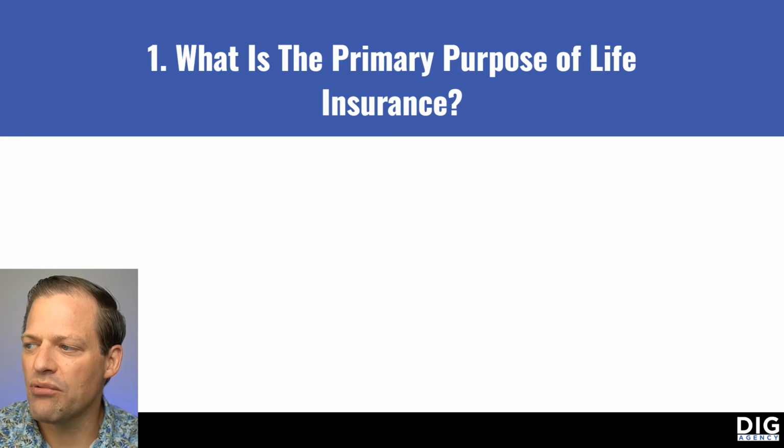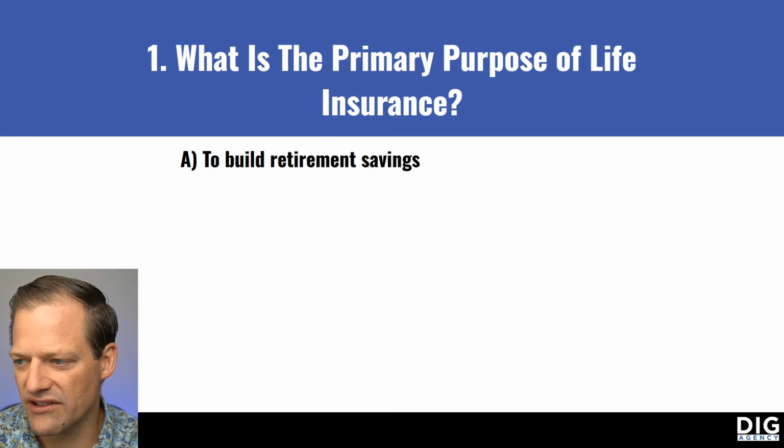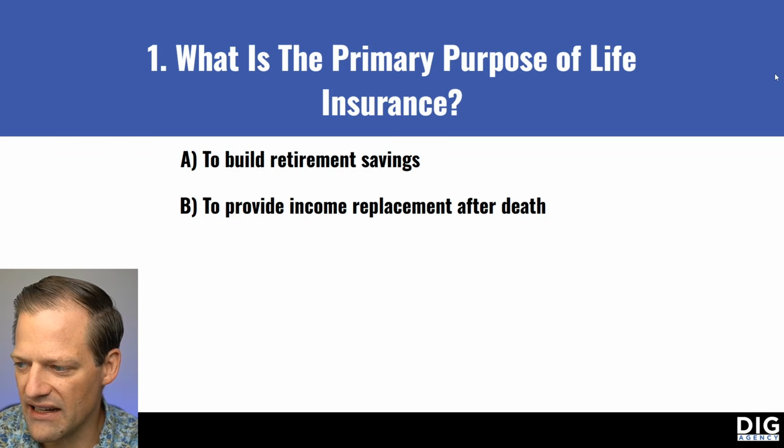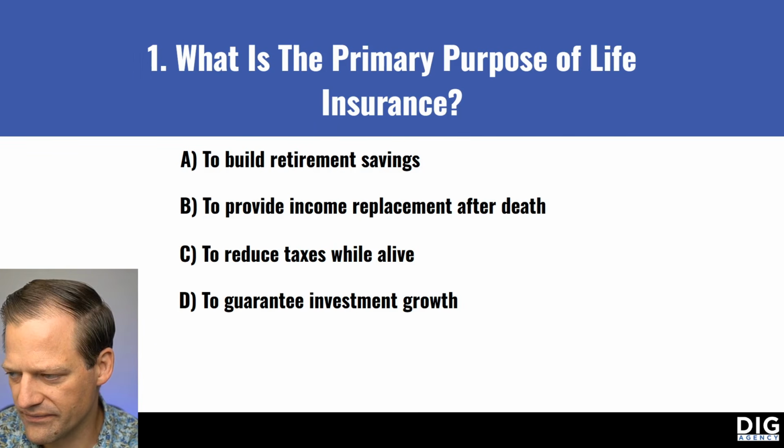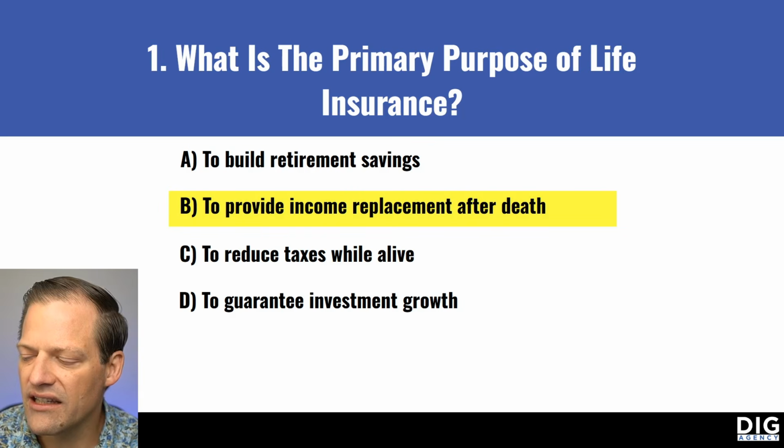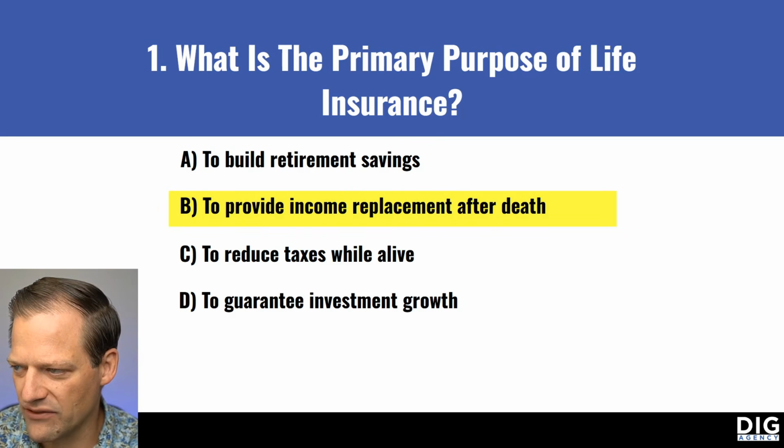All right, so what is the primary purpose of life insurance? Is it to A, build a retirement savings, B, provide income replacement after death, C, to reduce taxes while still alive, or D, to guarantee investment growth? The answer is B, to provide income replacement after death.